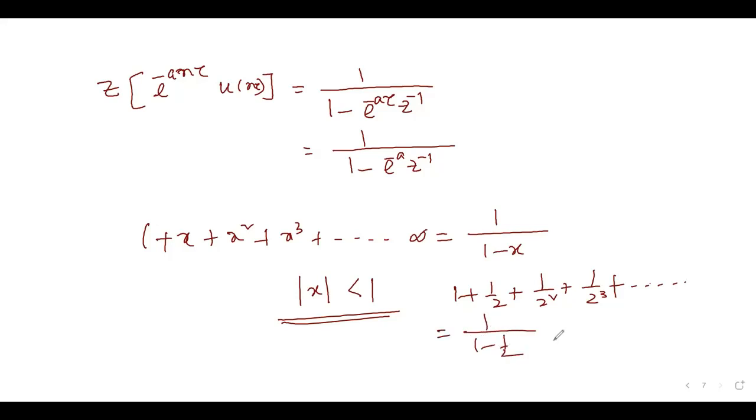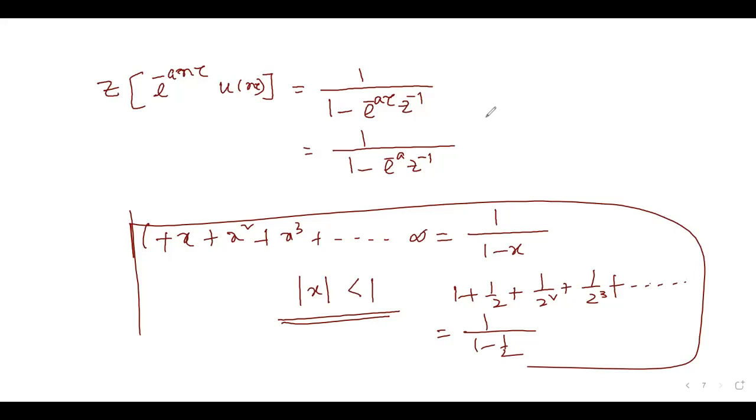You have read these when you were young. So what will be the region of convergence here? The common ratio, e to the power minus a z to the power minus 1, should be less than 1.